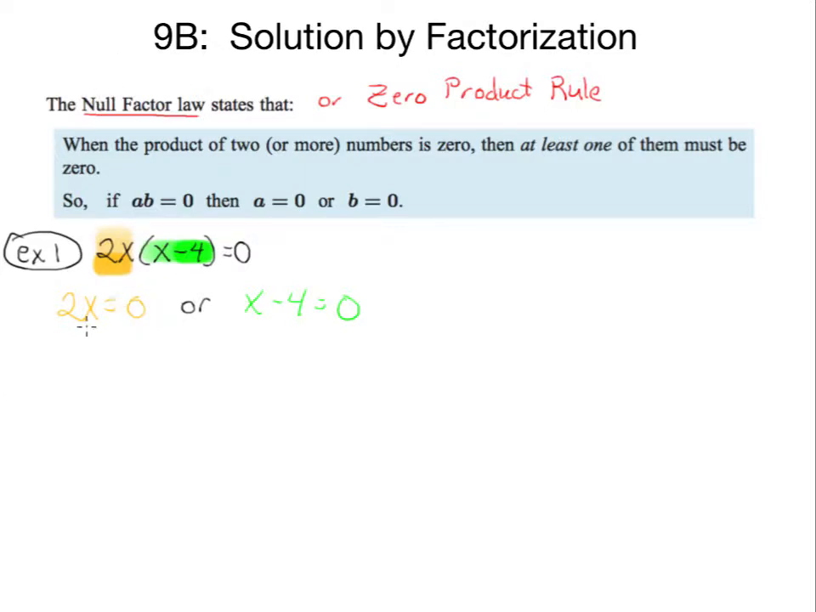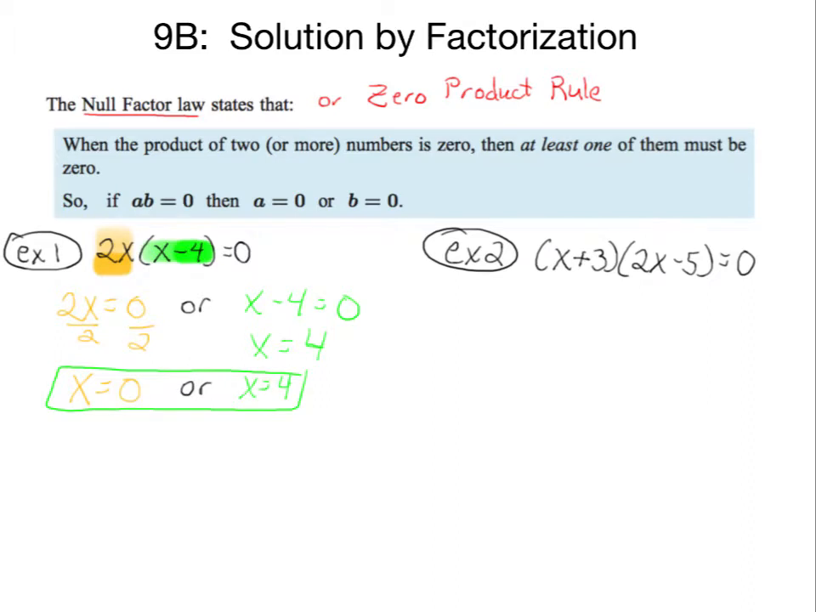So using our inverse order of operations, the opposite of multiplying by 2 is dividing by 2, and we get x equals 0. And the opposite of subtracting 4 is adding 4, so we add 4 to each side of the problem, and I end up with x equals 4. So in solving example 1, x could be 0 or x could be 4.